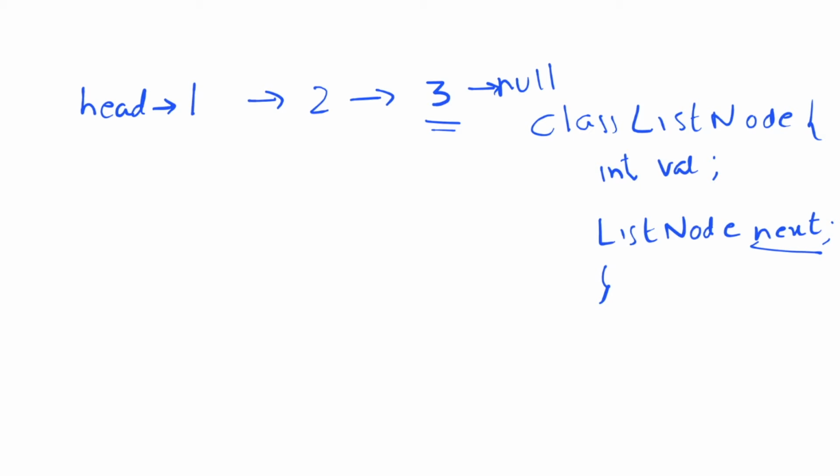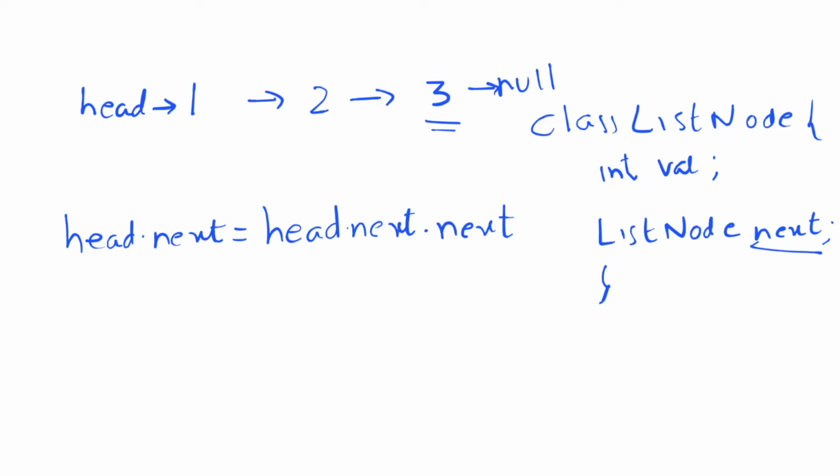So that would mean head.next equal to head.next.next. Since head points to node 1, head.next points to node 2 and head.next.next points to node 3. By doing this, we're saying change the node 1 such that its reference points to node 3 instead of node 2. In Java, we have garbage collection, which takes care of deallocating any unused memory. So in this case, the node 2 will be eligible for garbage collection, and that effectively deletes the node.